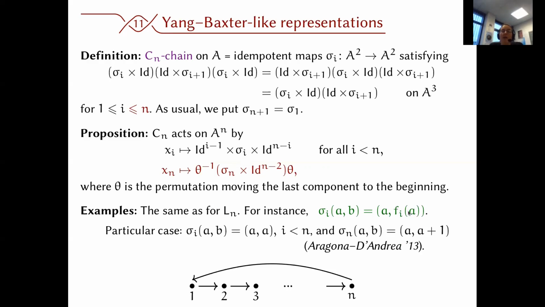An example comes from the work of Aragona and Andrea. Again, A propagates to the right, and when it is propagated from the last position to the first one, something happens to A. We apply some deformation. It is to keep track of this circular condition. And I will return to this representation once more at the end of the talk. But just keep in mind that we have a bunch of very easily constructible representations.